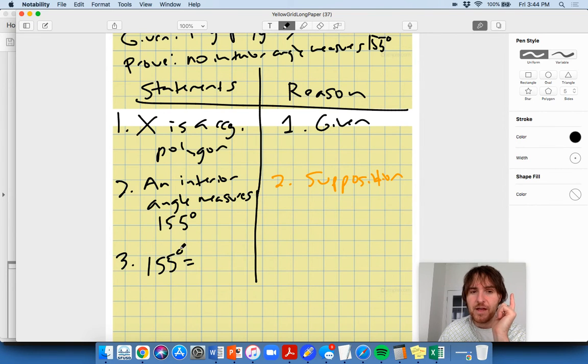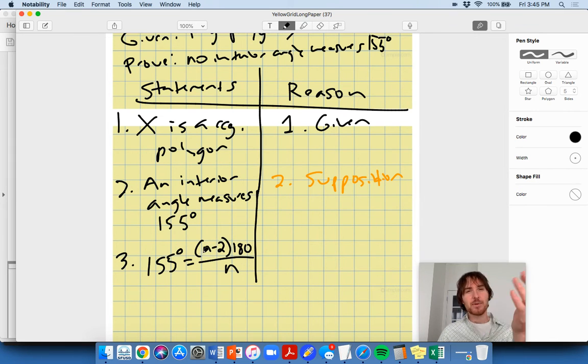So maybe this 155 degrees, we can plug that into the formula of (n minus 2) times 180, over n. This is the formula that we used back in chapter 2 about the angle sums of a polygon. The angle sum of a polygon is the number of sides minus 2, because that gives you the amount of triangles you can make out of the polygon, multiplied by 180 degrees, because that's the number of degrees in a triangle. Remember that? You divide by n because you have the same number of angles in a convex polygon as sides.